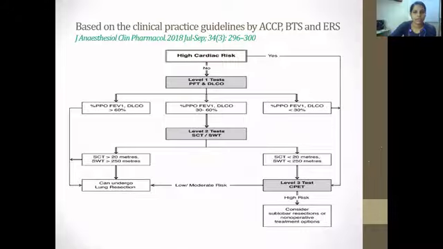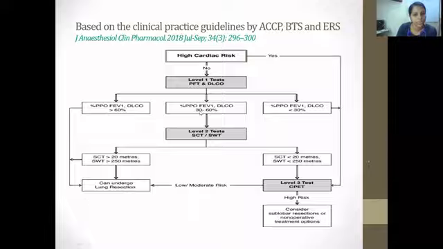This is one journal I have seen, 2018 Anesthesiology Clinical Pharmacology, based on clinical practice guidelines by ACCP, BTS and ERS. In that they have mentioned just level 1, level 2 and level 3. Level 1 is PFT and DLCO. If the percentage predicted postoperative FEV1 and DLCO is more than 60%, we can clear the patient for lung resection.